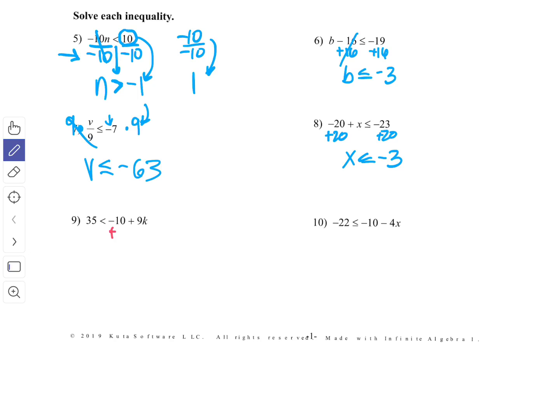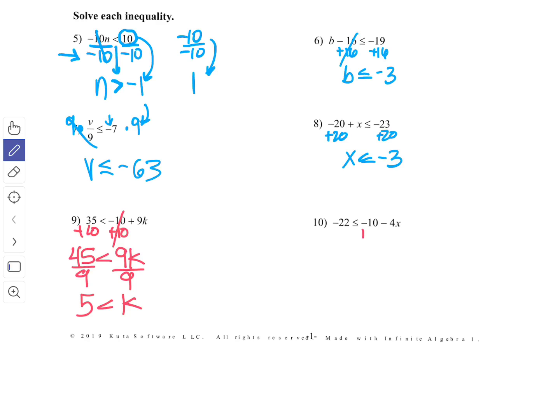So first, we need to add 10 to both sides, right? Because it's 9 times k, then plus a -10. That becomes 0. We're left with 9k. 35 plus 10 is 45. Now we divide by 9, dividing by a positive, so we leave it the same, so 5 is less than k.